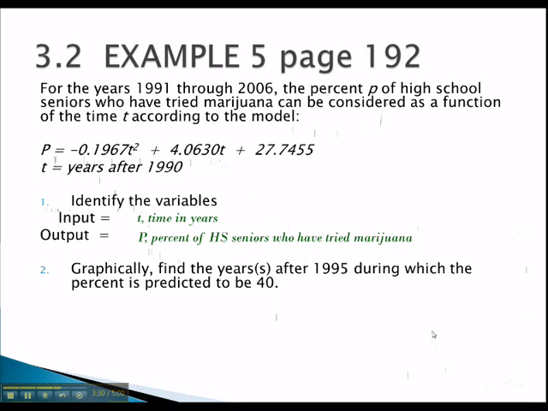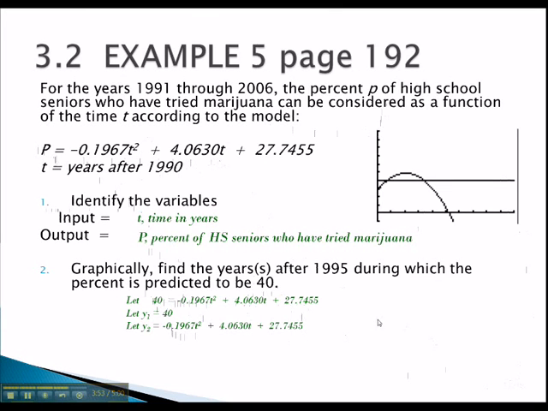Graphically, we're going to find the years after 1995, during which the percent is predicted to be 40. Well, 40 is a percent, so that's going to be my output. So I can go back to my formula. 40 is equal to the percent function. Let y1 equal 40, let y2 equal the function, and we get a graph.